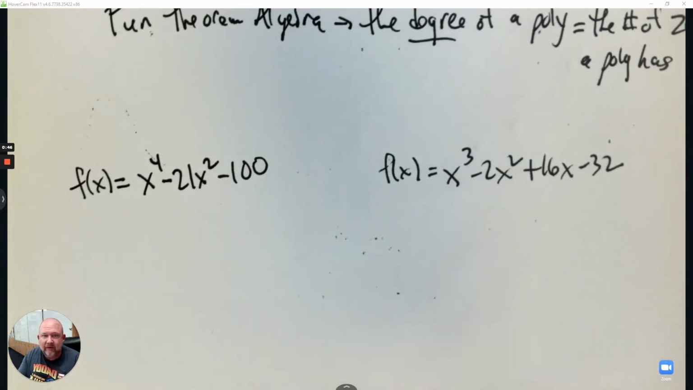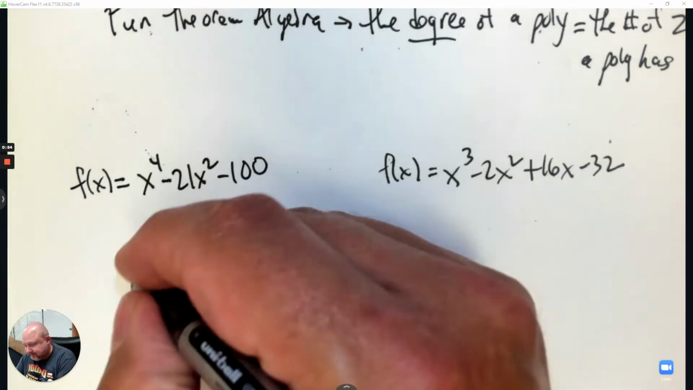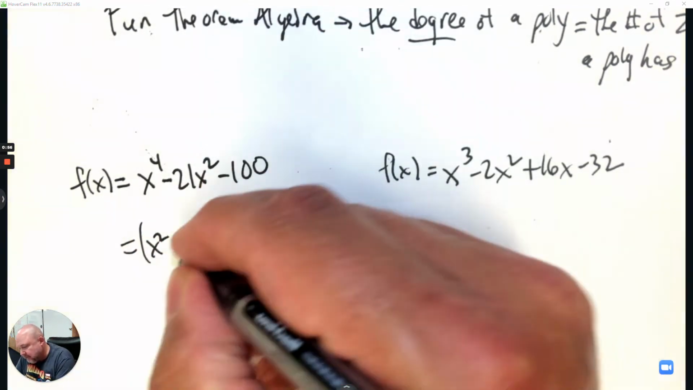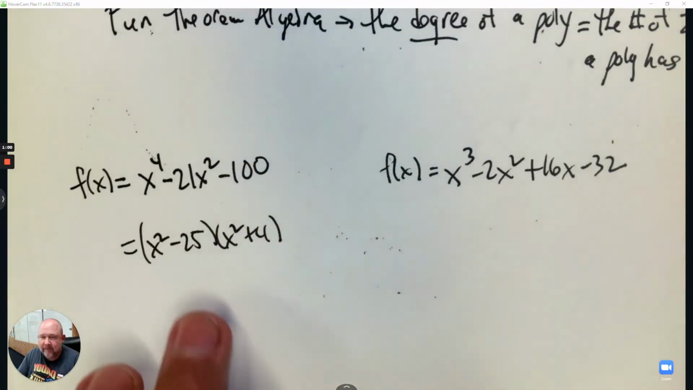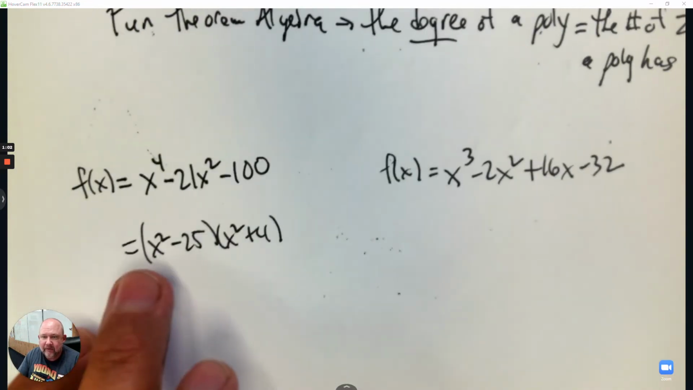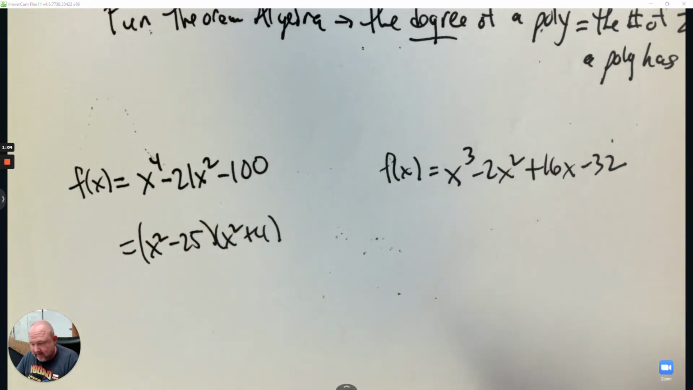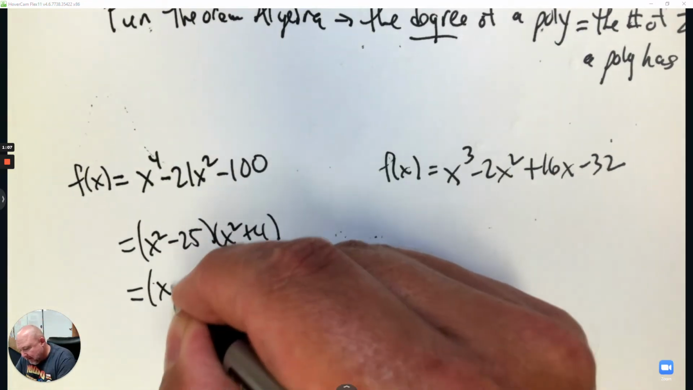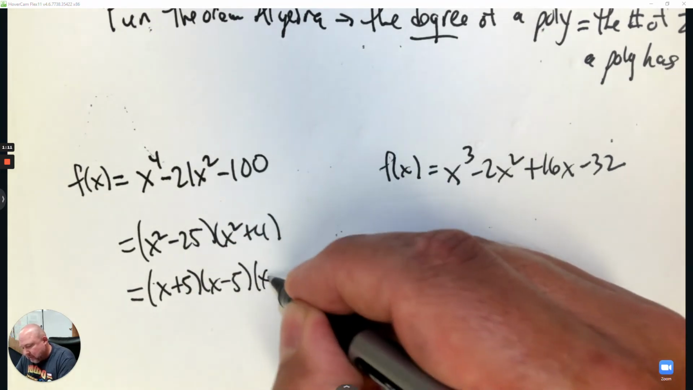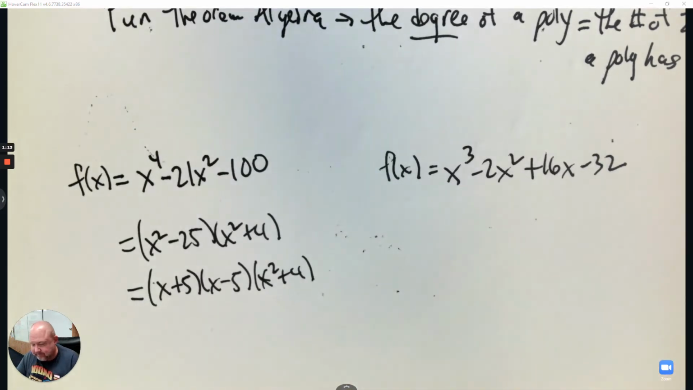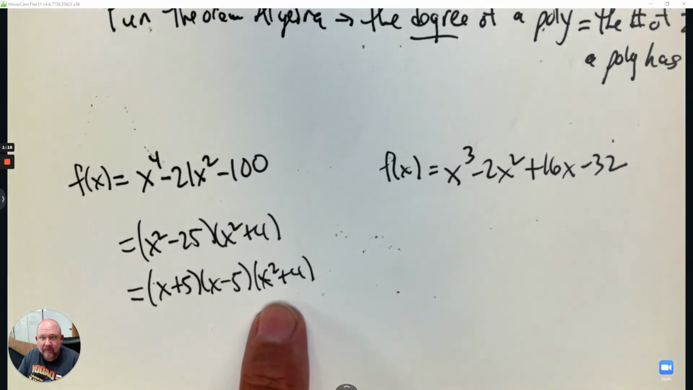So we have two functions here. My goal is to find the zeros and then to label them rational, irrational, or complex. So I'm going to factor this. The two numbers here are going to be negative 25 and positive 4. They multiply to negative 100 and they add to negative 21. X squared minus 25 is a difference of squares. And then x squared plus 4 is not factorable.